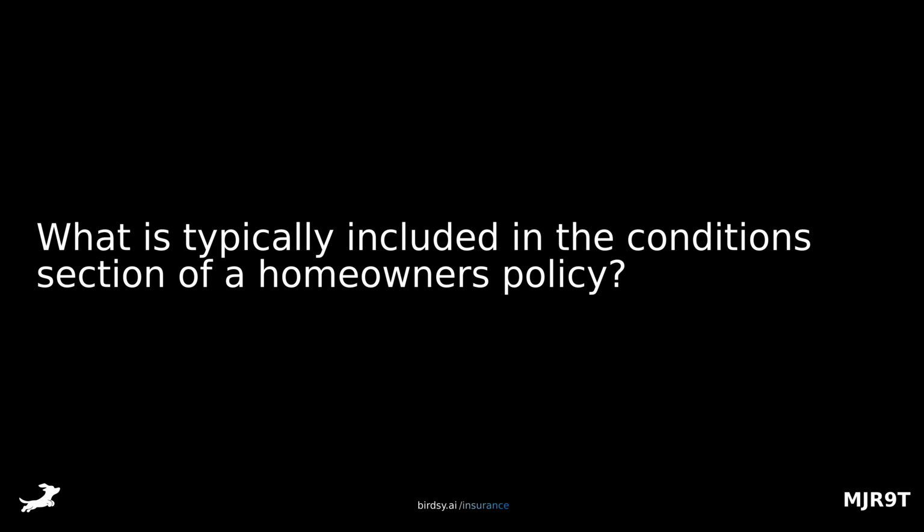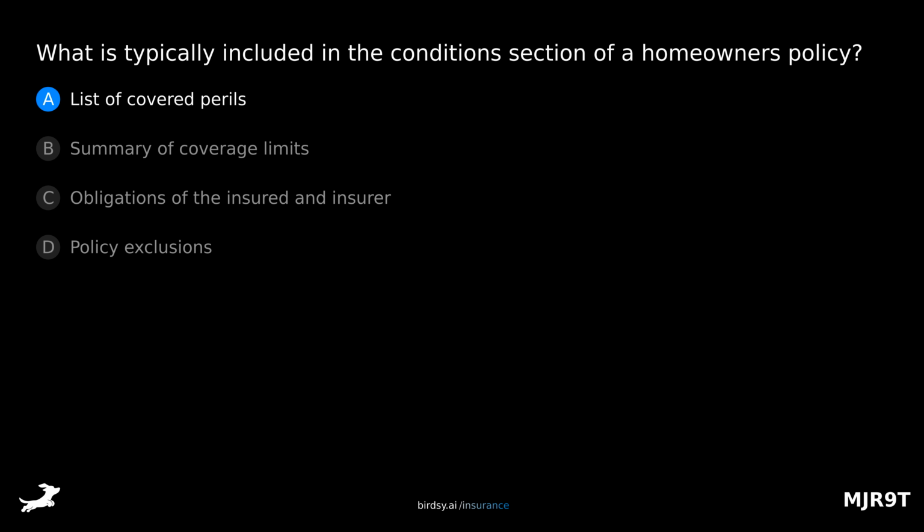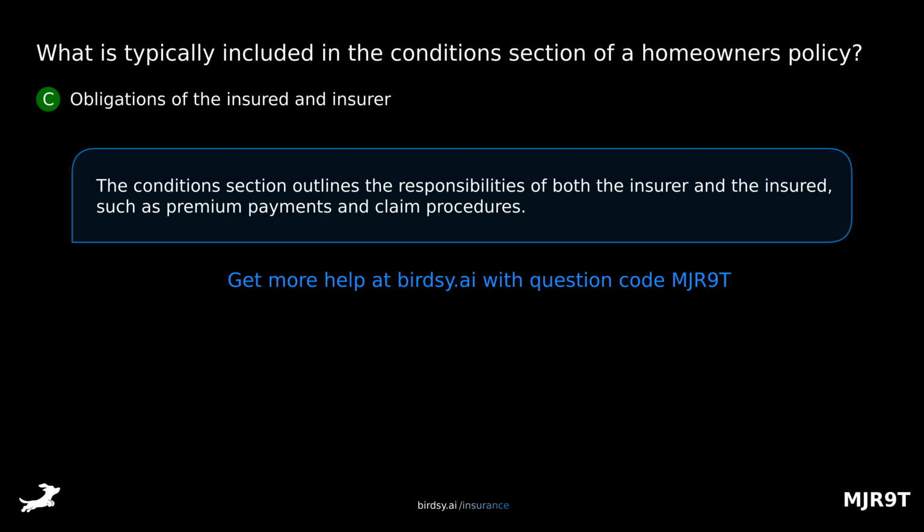What is typically included in the conditions section of a homeowner's policy? Is it A, list of covered perils, B, summary of coverage limits, C, obligations of the insured and insurer, or D, policy exclusions? The answer is C, obligations of the insured and insurer. The conditions section outlines the responsibilities of both the insurer and the insured, such as premium payments and claim procedures.